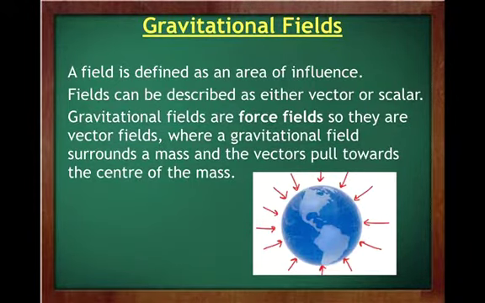When we discuss a gravitational field, when we talk about fields, we are defining them as an area of influence. There are lots of different types of fields, electric fields, and in this case gravitational fields. Fields can have two classifications: they can either be vector fields or scalar fields. Since gravitational fields are force fields, because there are forces being applied, they are considered vector fields. The gravitational field surrounds a mass and the vectors pull towards the center of the mass, very similar to what we've seen with centripetal force, where objects are being pulled towards the center of that circular mass. The same kind of thing is true here for gravitational.